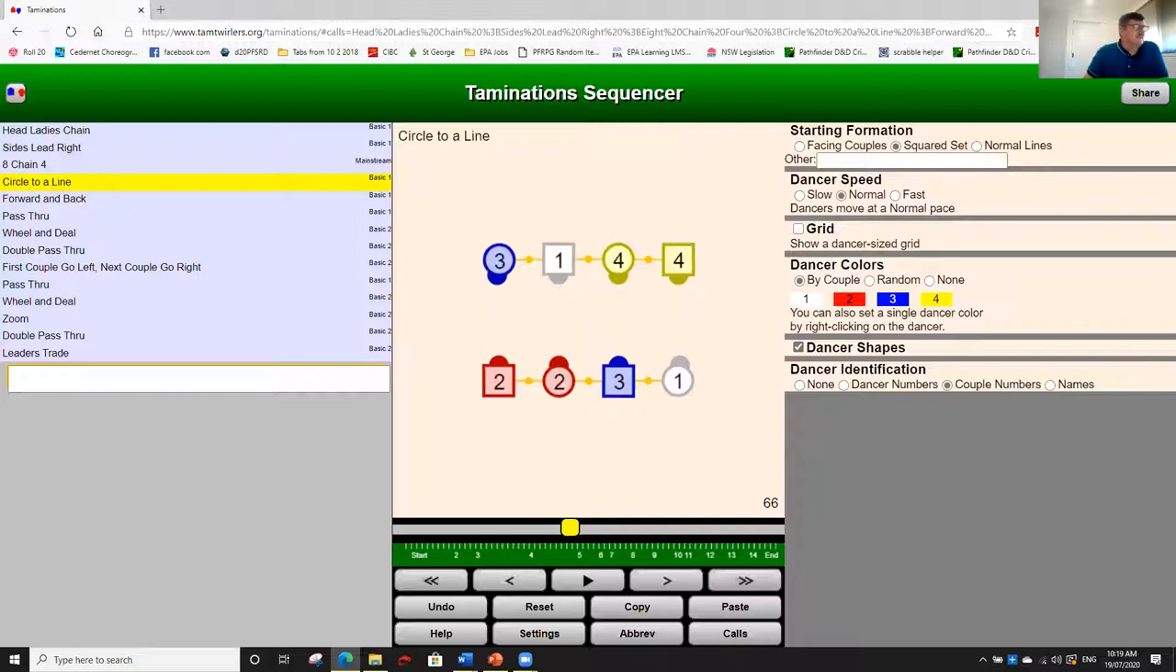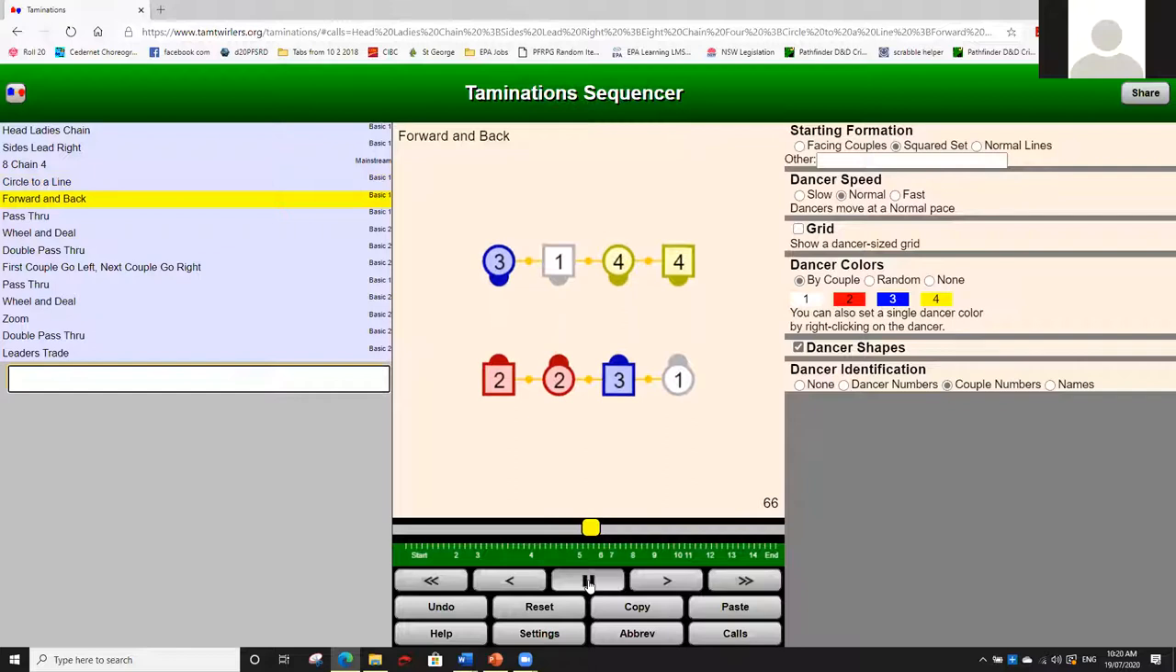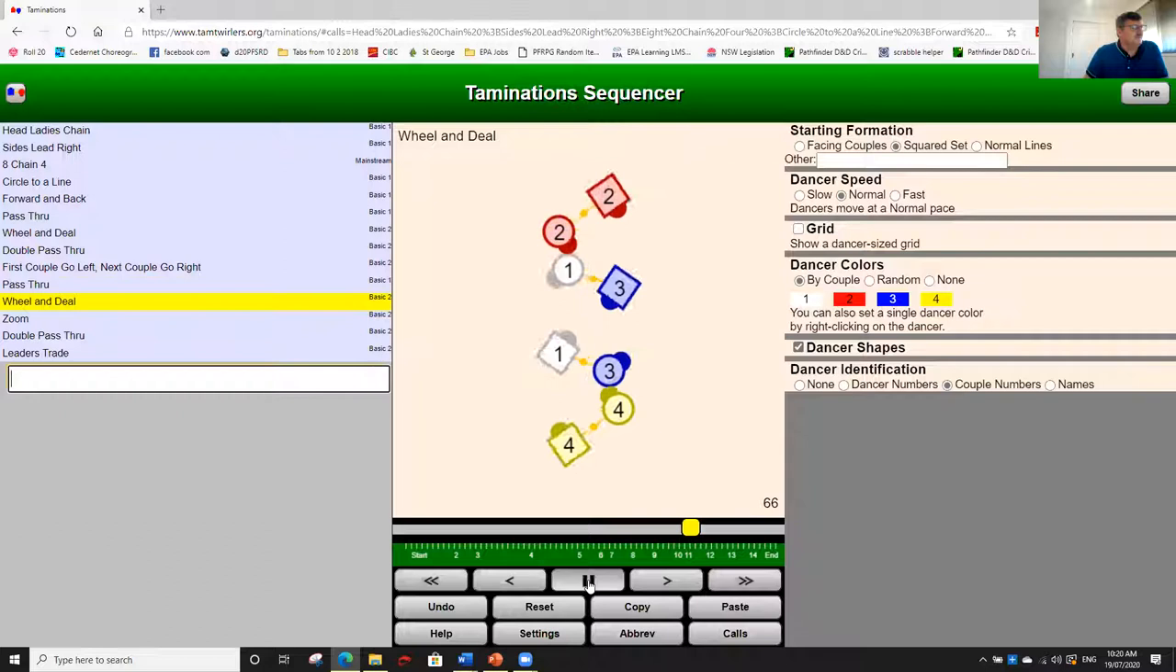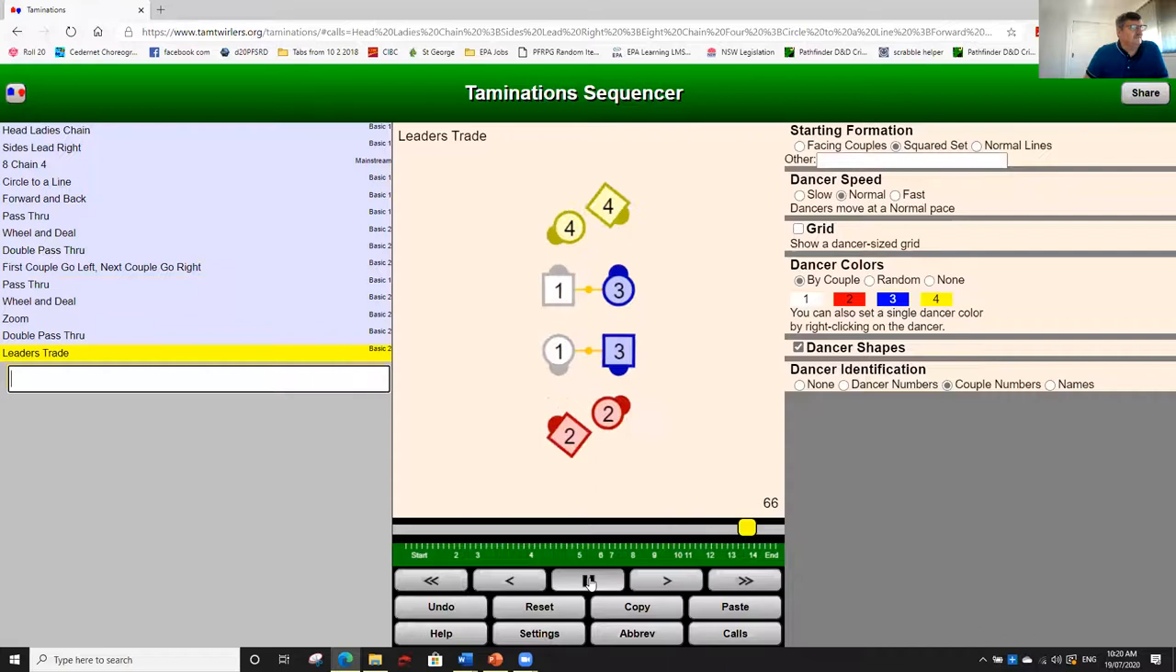Okay, put forward and back, not really necessary, but it works. I'm buying myself time. Now I'm looking at the dancers because I want to have a quick glance at my sheet. How did the singing call go in? Oh yeah, pass through, wheel and deal, zoom, double pass through, leader's trade, allemande left and promenade.